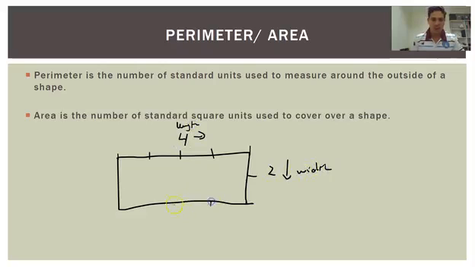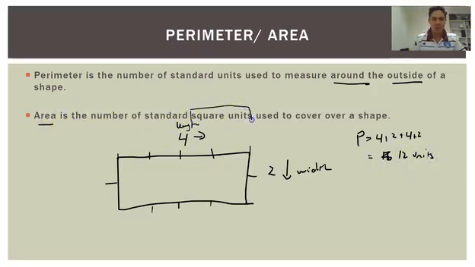Then therefore around the outside is going to be another 4 standard units plus 2 standard units, and the perimeter is the distance used to measure around the outside. So it's going to be that 4 plus 2 plus 4 plus 2, which is going to be 12 units. Okay, the area is the standard square units, so the standard square units used to cover the shape.